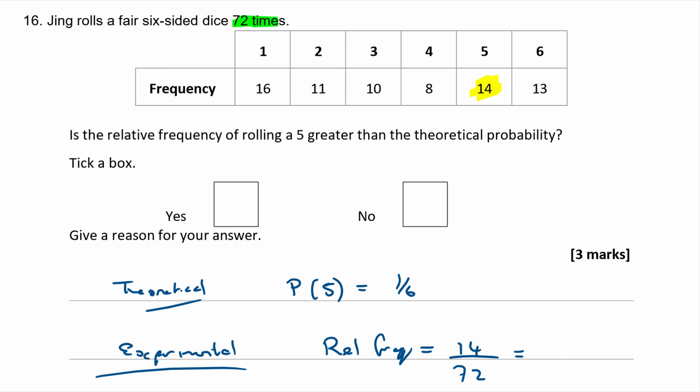So 14 divided by 72. Now that's 7/36. And 1/6 is 6/36. So you can see already that the relative frequency is slightly more, isn't it? So I'm going to say, is the relative frequency of rolling a 5 greater than the theoretical probability? Yes, it is, because I've got 7/36 and not 6/36.